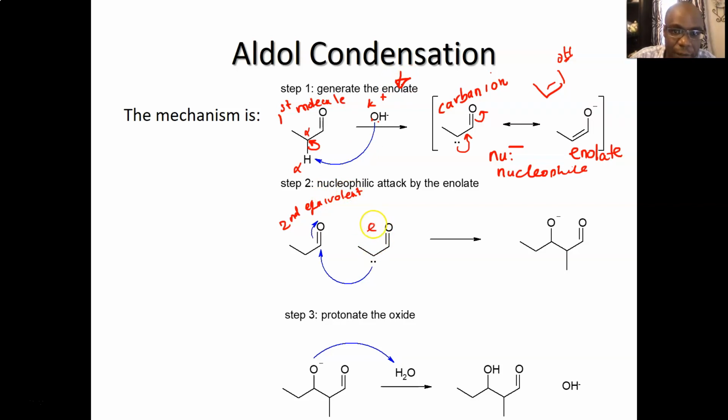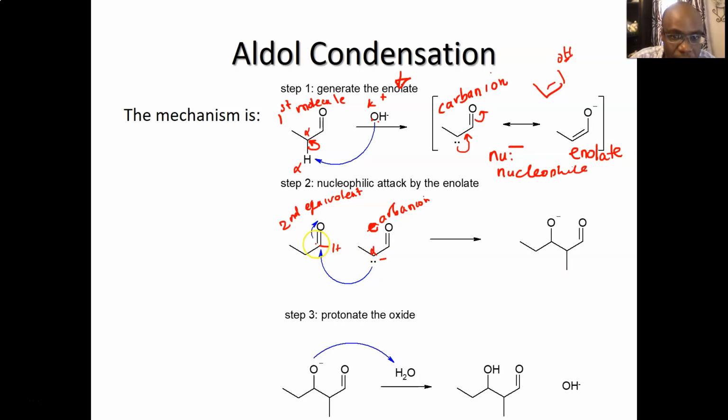So let's use the carbanion. You can use the enolate or the carbanion to attack. Let's use the carbanion. So the lone pair on the carbanion alpha carbon is used to attack the carbonyl of the second molecule.